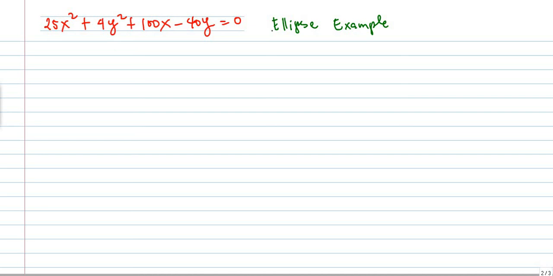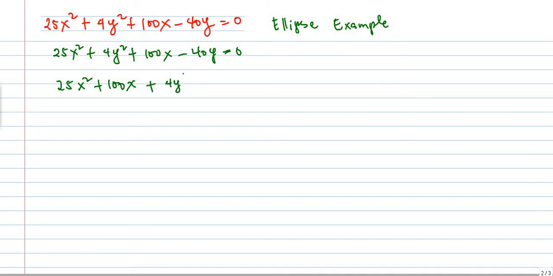So this is an ellipse example. I will rewrite first 25x squared plus 4y squared plus 100x minus 40y, that is equivalent to 0. Then for this case, you have to group all variables with x. So we have 25x squared plus 100x plus 4y squared minus 40y, that is equivalent to 0.